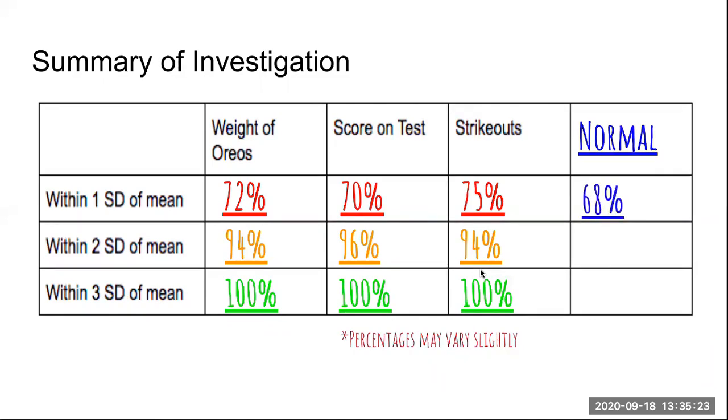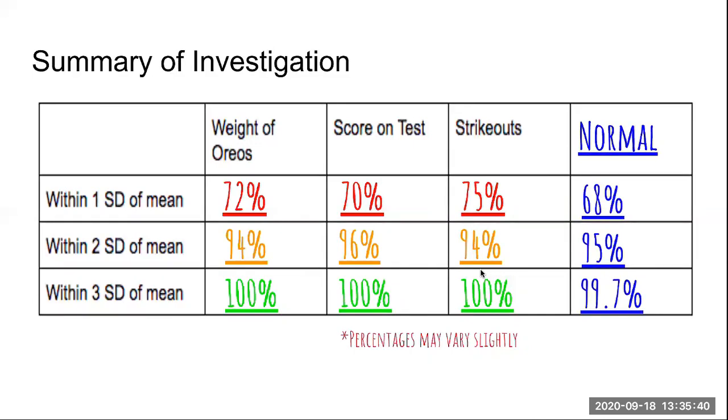It's actually 68%, which we were kind of close. We were down to 70. 75 is a little off, but 68% of observations would be within 1 standard deviation of the mean. And then 95 would be within 2. And then 99.7 would be within 3.